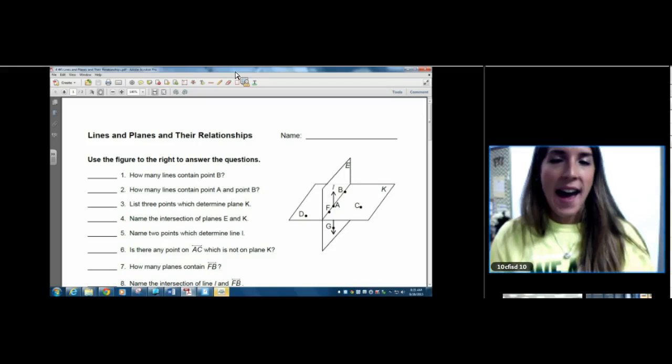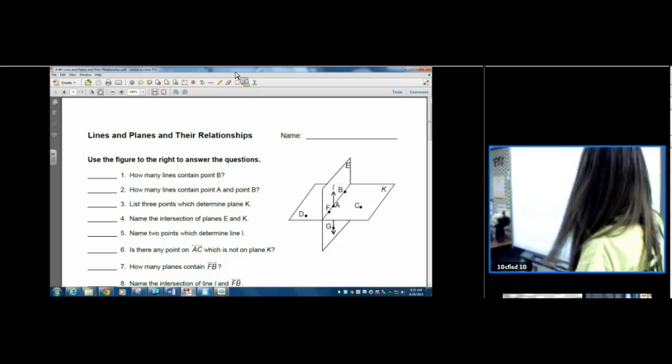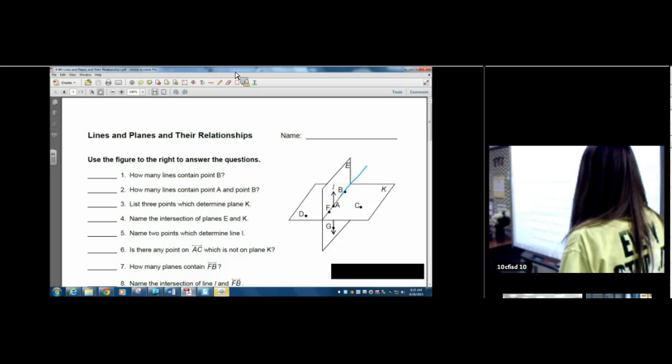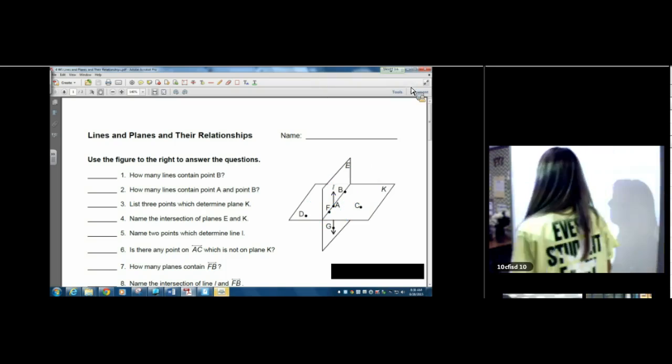And then I said, how many lines can you draw through that point? And you guys said an infinite number of lines. So how many lines contain point B? This one, this one, this one, this one, this one, this one. An infinite number of lines.